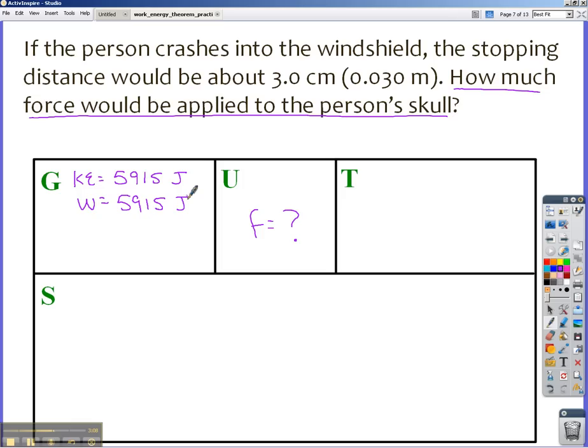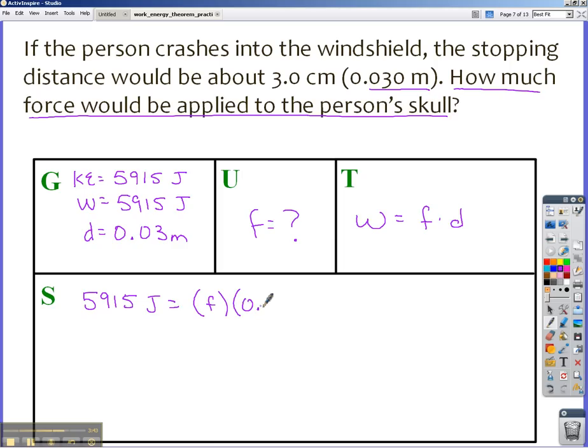So the person crashes into the windshield. The stopping distance would be about 0.03 meters. So now, looking at what I'm given and looking at what I'm trying to find, force, I see that I can use the work formula here. Work equals force times distance. The work done is going to be 5,915 joules, and that's going to equal a force, which is unknown, times distance, 0.03 meters.